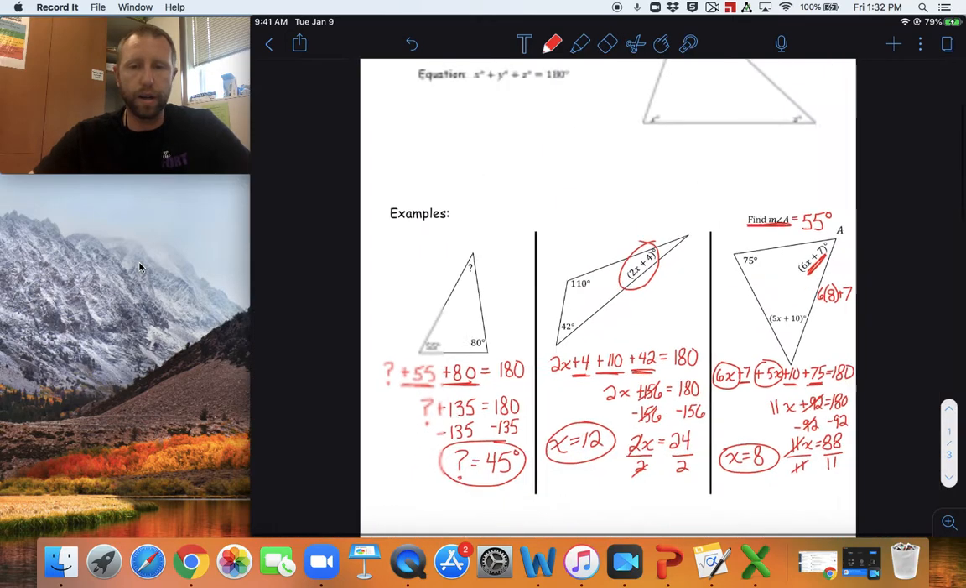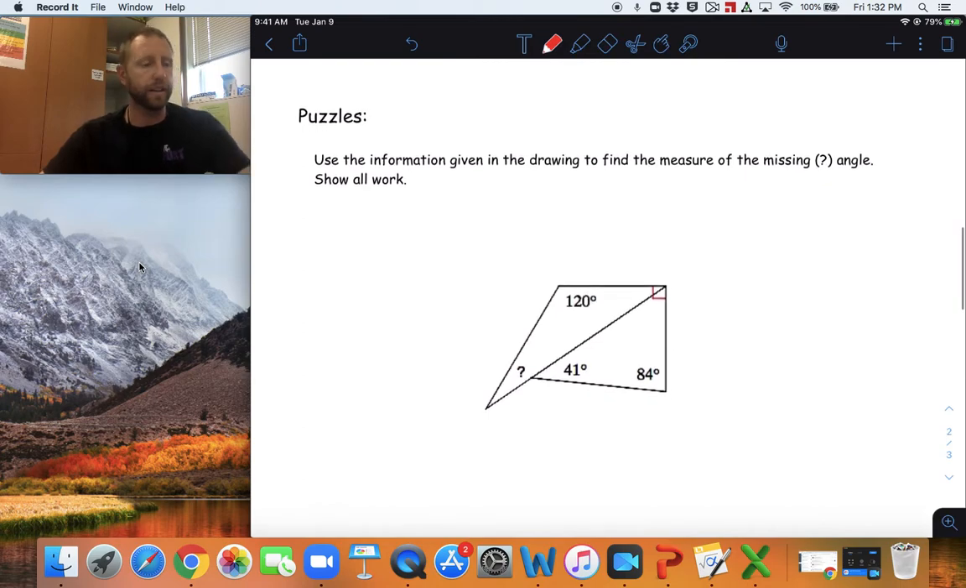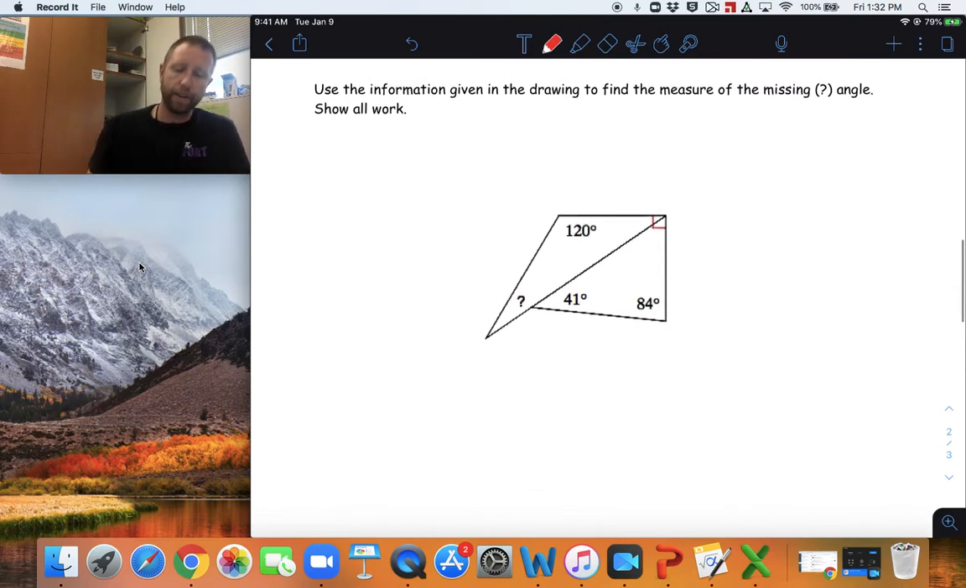All right, one more type of example we're going to do are these puzzles on the next page. What page is that in your book? Page 40 in your book. So we're going to turn to the next page, and it says use the information given in the drawing to find the measure of the missing question mark angle. Show all work. What we're going to use is that theorem, because you can tell here I've got two triangles side by side, right? So we're going to use that theorem to help us, and we're going to start with a triangle that is only missing one angle.